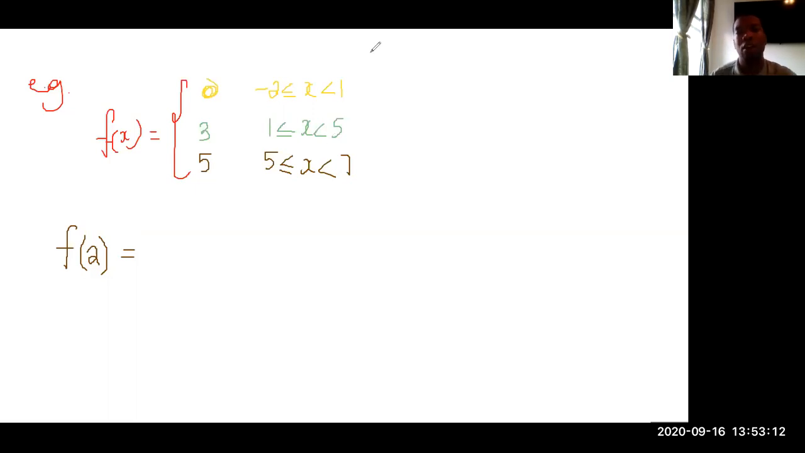So we're going to look up here and we're going to look at which part of this would have 2 as x, because they told us that x is 2 and we're finding f of 2. So we're finding the y value for when x is 2. We're finding the f of x value when x is 2. So let's look up here. Would 2 be between 1 and -2? Would 2 be between 5 and 1? Or would 2 be between 7 and 5?